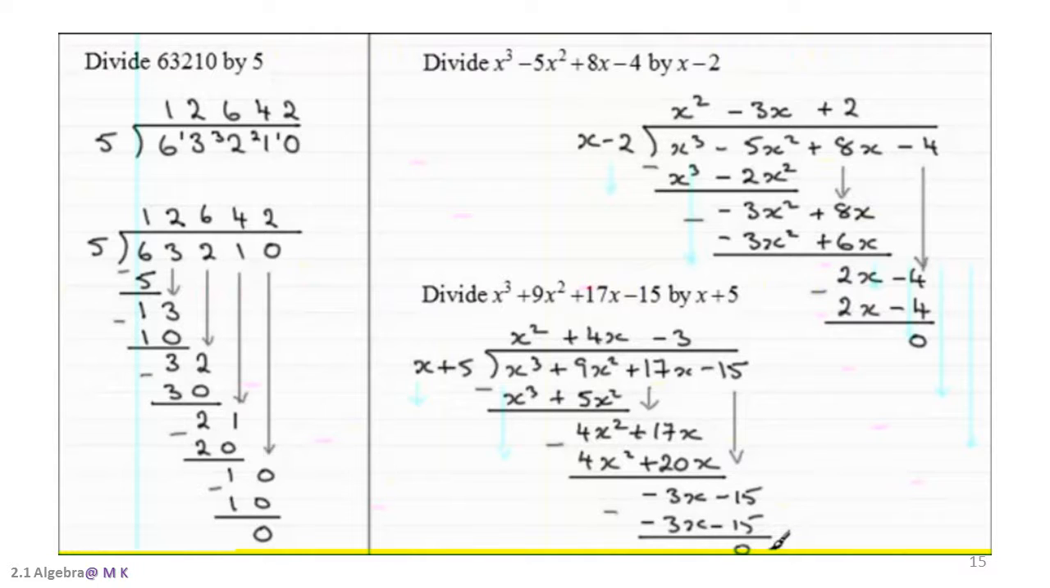So there's no remainder. And so that tells us as well that x plus 5 is a factor of x cubed plus 9x squared plus 17x minus 15. So I hope you've been able to follow my methods here. Now in the videos that follow, I'll show you how to handle further ones like this, where certain terms in our polynomial are missing, and how we lay them out. But essentially, it still follows much the same kind of method.